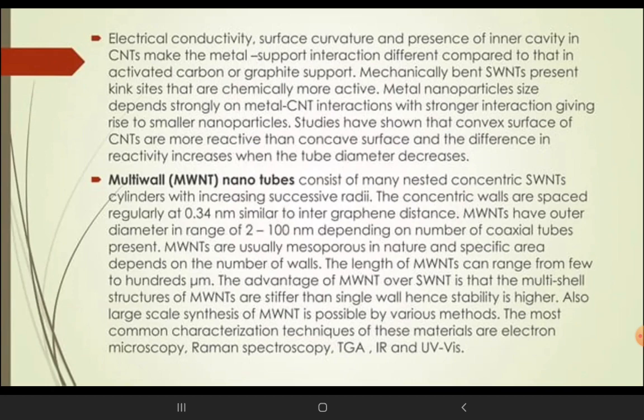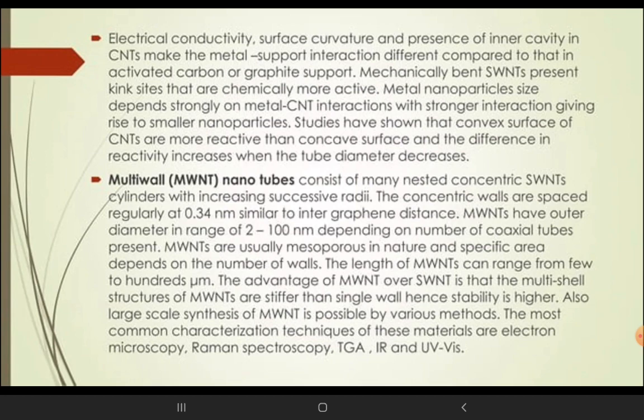Mechanically bent SWNTs present kink sites that are chemically more active. Metal nanoparticle size depends strongly on metal CNT interactions, with stronger interaction giving rise to smaller nanoparticles. Studies have shown that the convex surface of CNTs is more reactive than the concave surface, and the difference in reactivity increases when the tube diameter decreases.